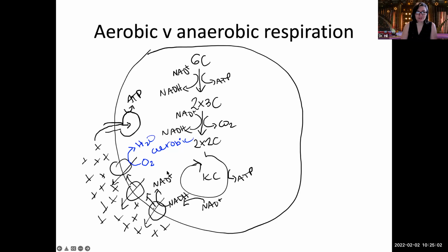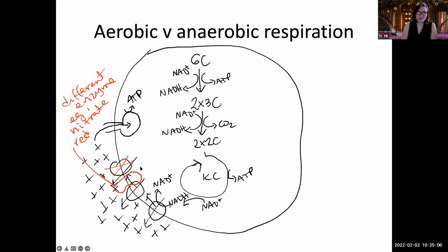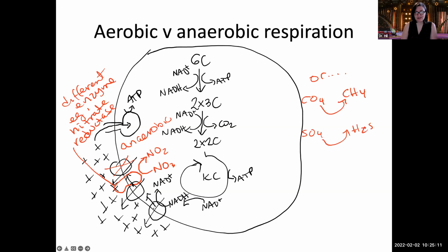That's aerobic respiration. Now, in anaerobic respiration, there's no enzyme that will do that. And so instead, the electron transport chain is modified. This is an example of one possible modification. You can put a different enzyme that is able to take those electrons and put them onto nitrate, producing nitrite instead. This enzyme is called nitrate reductase. So this is an example of anaerobic respiration. There are other ones like carbonate producing methane or sulfate producing hydrogen sulfide gas.